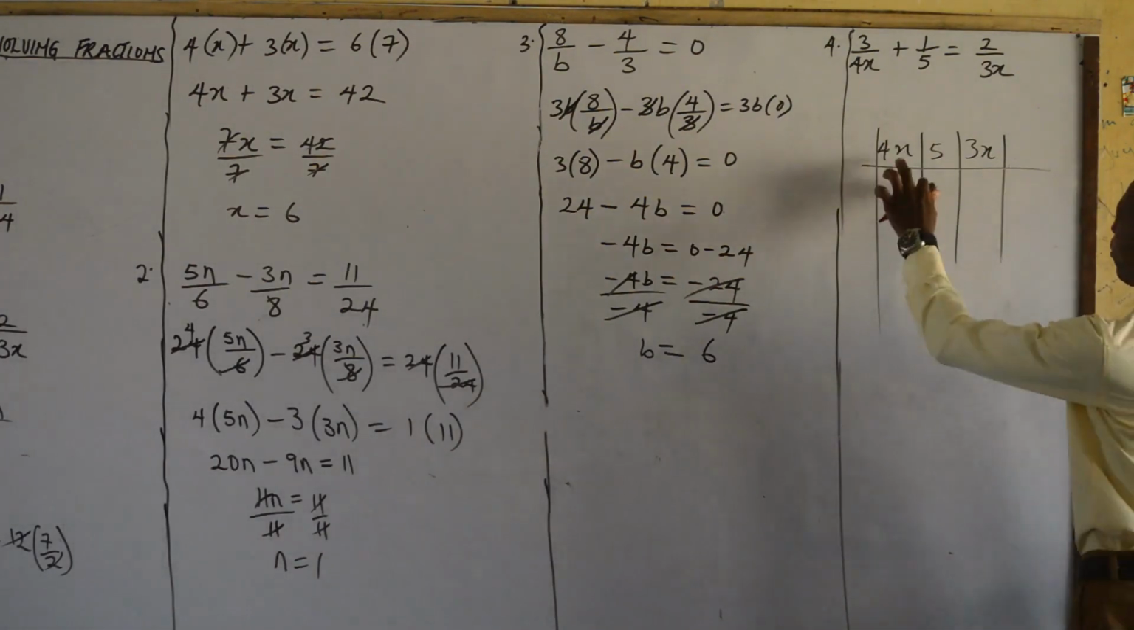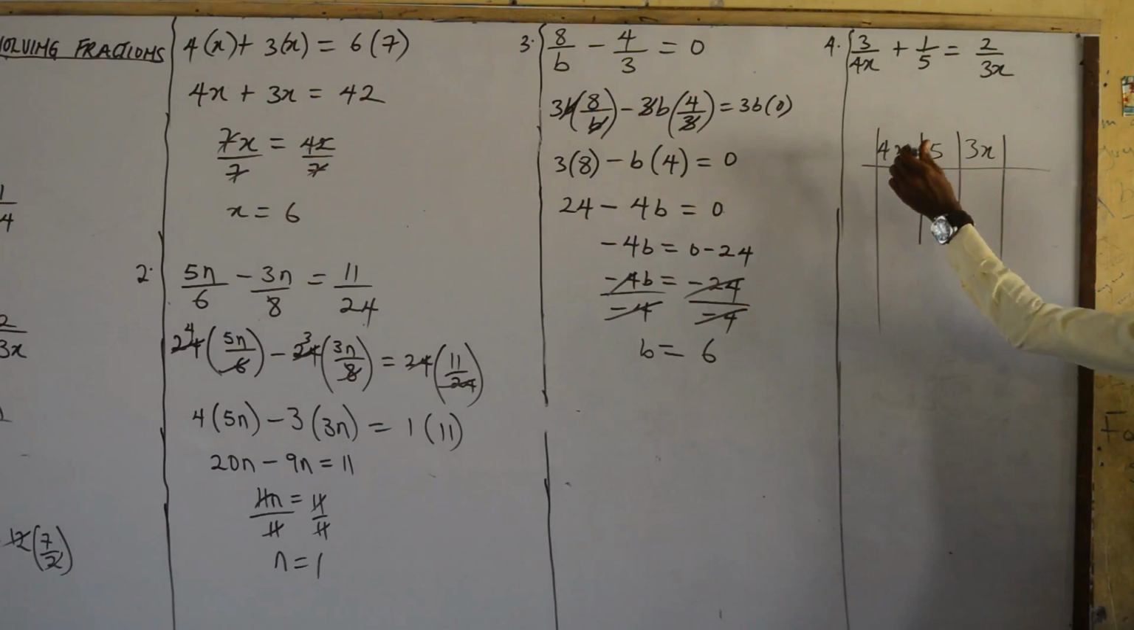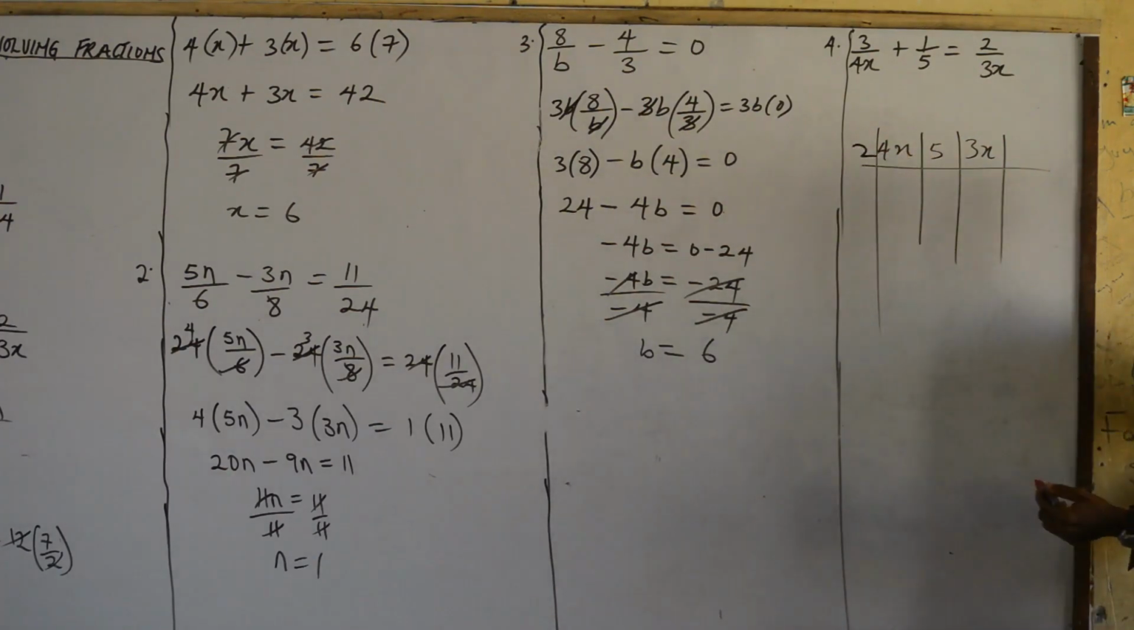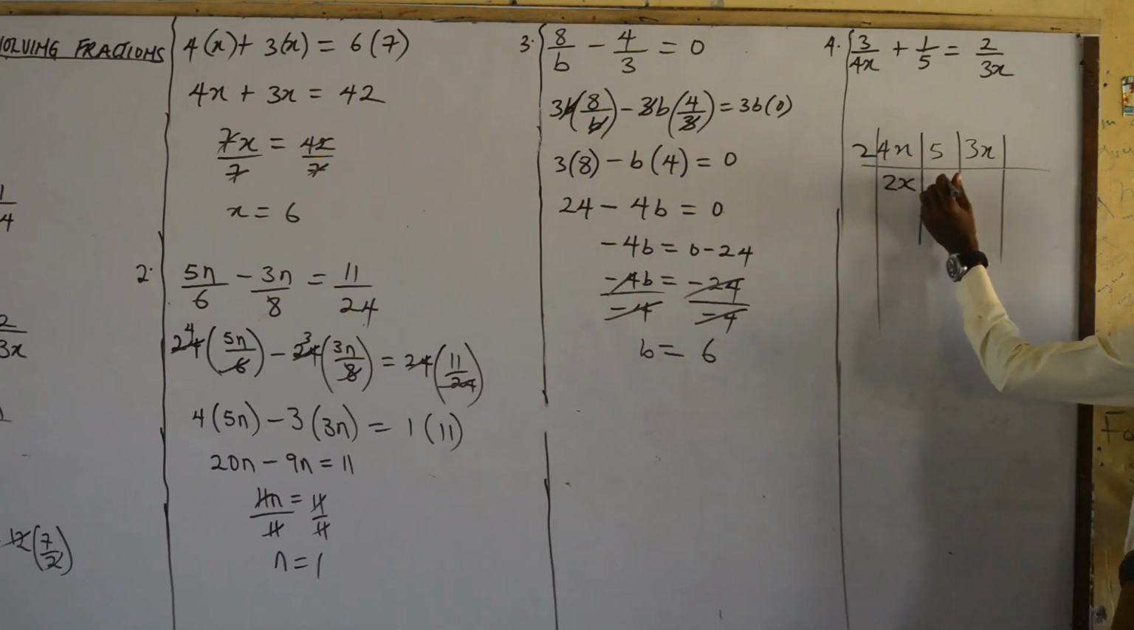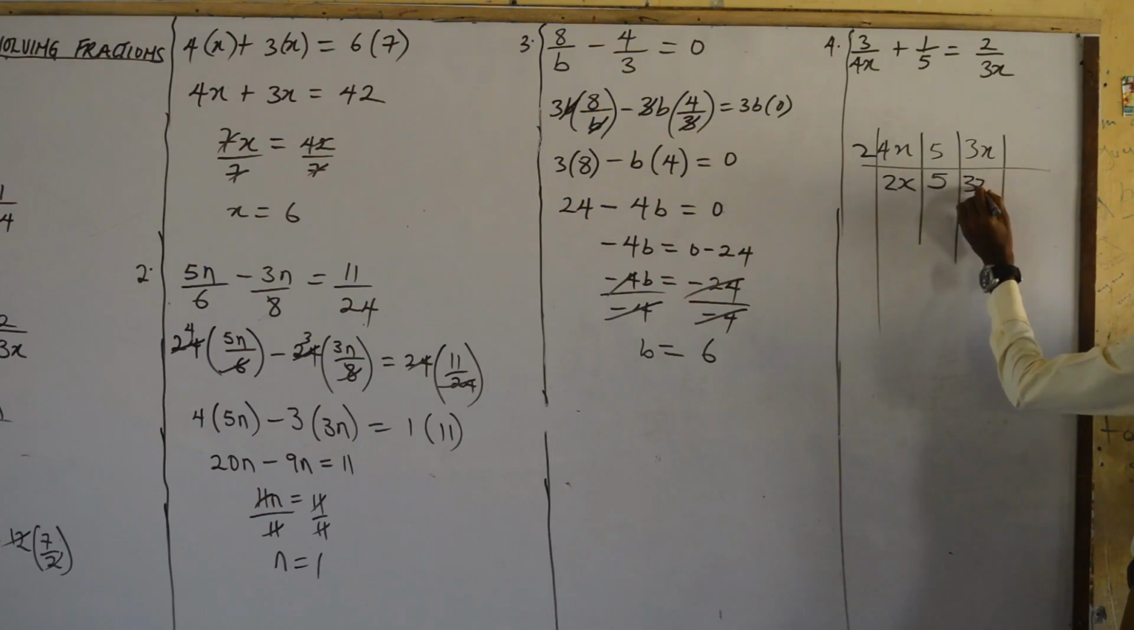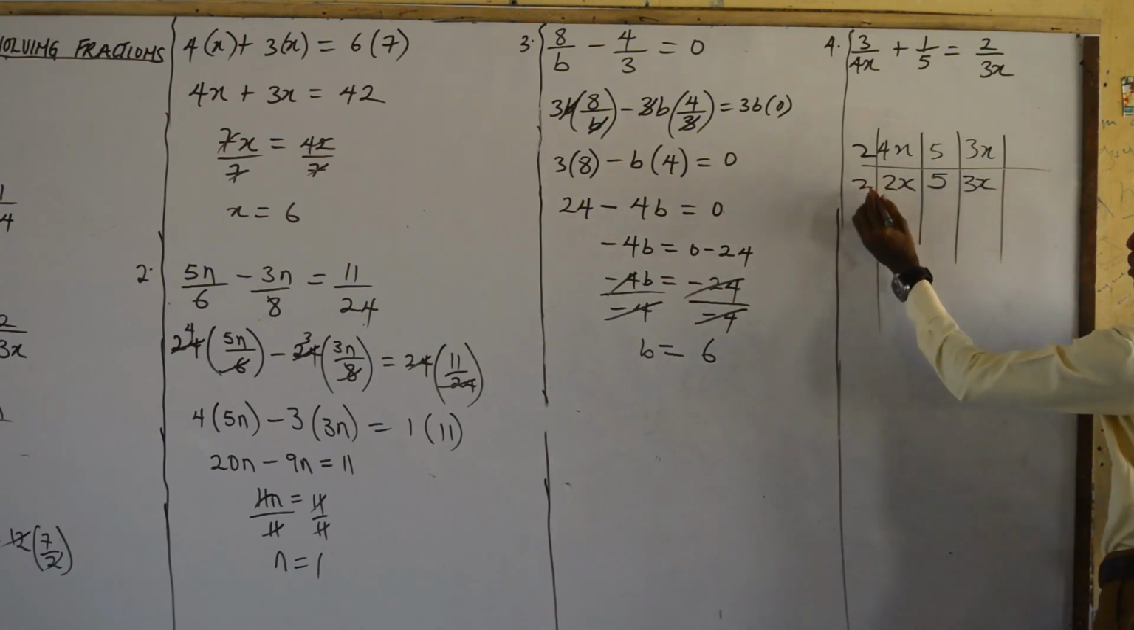So the numbers we have are 4, 5, and 3. The smallest number we can use is 2. So 4x divided by 2 will give us 2x. 2 cannot go in 5, so I repeat my 5. 2 cannot go in 3x, so I repeat the 3x. 2 can still go here.